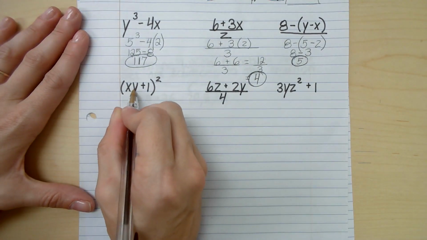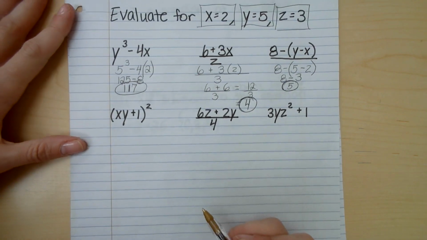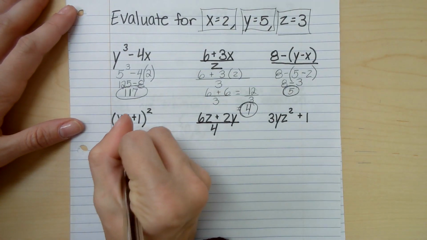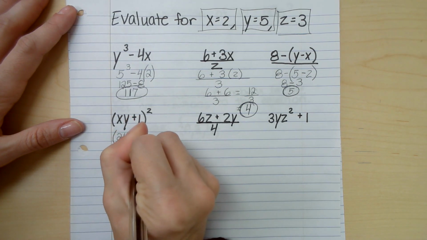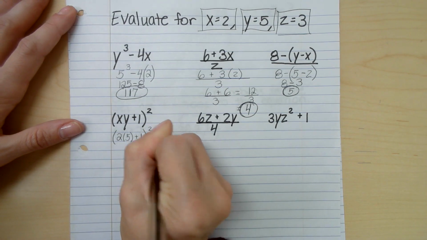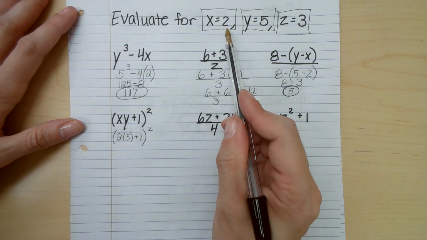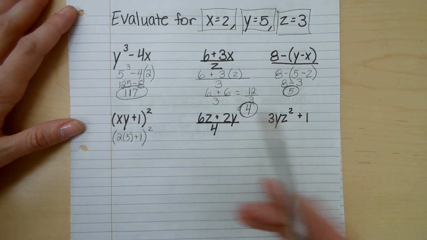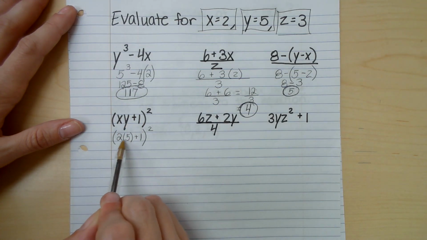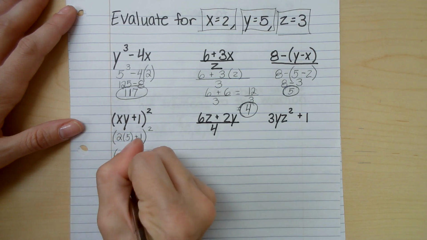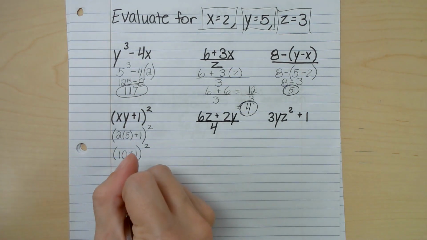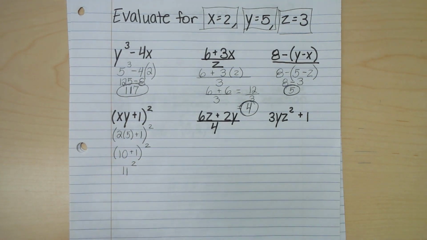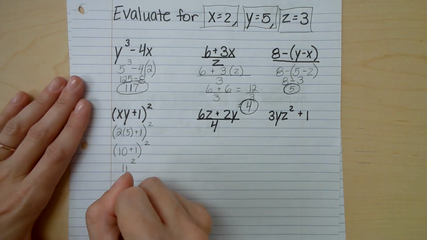The next one, I have x and y next to each other. Remember, that means they're being multiplied. So I would rewrite this as 2 times 5 plus 1 squared. I plugged in the 2 where the x goes and the 5 where the y goes. Now they were right next to each other, so remember that means we're multiplying. So this would be 10 plus 1 squared. 10 plus 1 is 11 squared. And 11 squared, 11 times 11, that gives us 121.